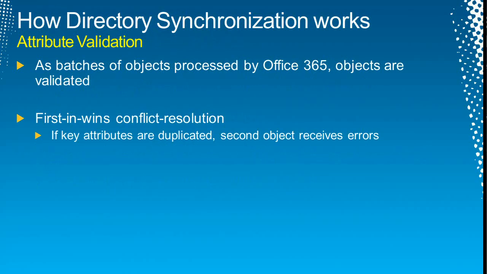As part of processing on the server, we validate some attributes. And like I mentioned earlier, we process them in batches and we do them on the fly. We follow a first-in-wins conflict resolution scheme, meaning that if there are two objects that for some reason duplicate data, the first object will provision successfully. The second object is going to get an error, again via email to the technical notification email.